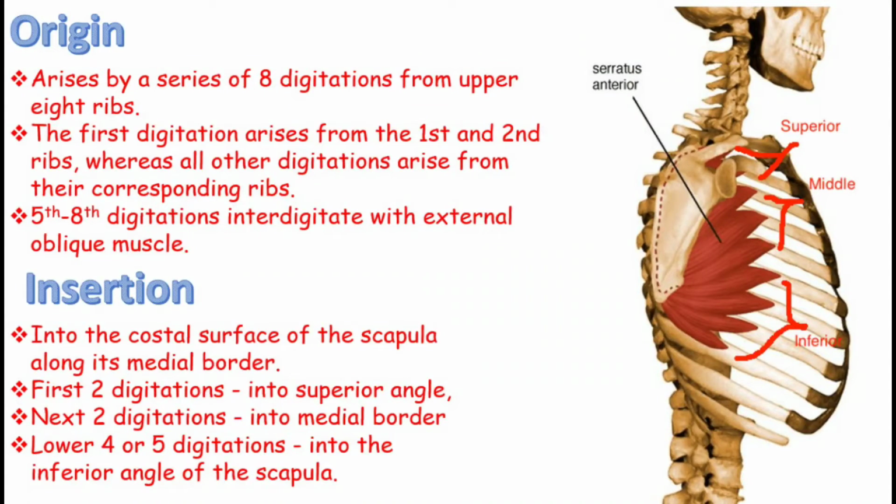The first digitation arises from the first and second ribs, whereas the other digitations arise from their corresponding ribs. Fifth to 8th digitations interdigitate with the external oblique muscle of the abdomen. It is inserted into the costal surface of the scapula along its medial border. The first two digitations are inserted into the superior angle, the next two into the medial border, and the lower 4 or 5 digitations into the inferior angle of the scapula.